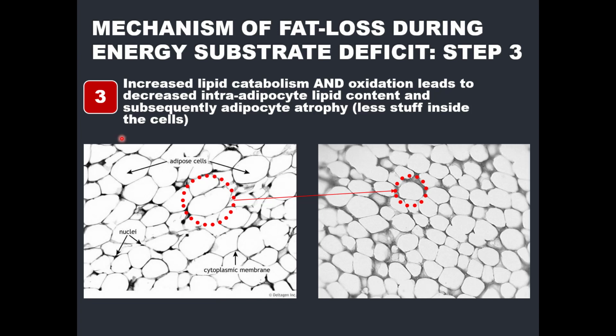is decreased. Now in these figures right here, you have cross sections of adipose cells, and you can see an example of atrophy before an energy deficit and while going through an energy deficit. And this again is explained by reduced fat storage or fat content within these adipose cells.